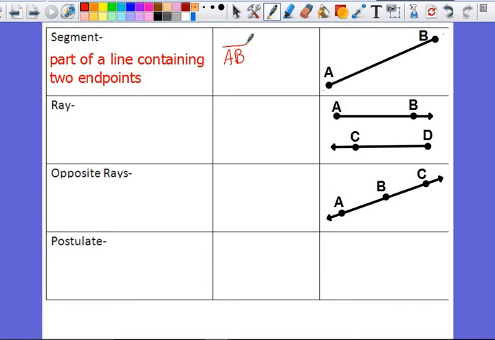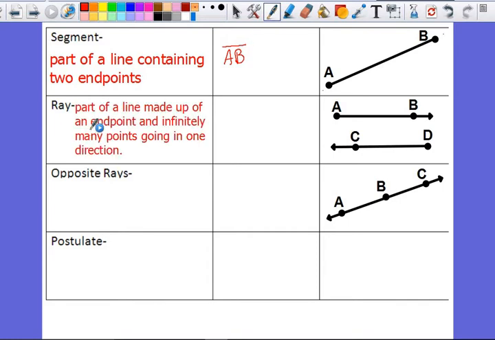Next up, we have a ray. A ray is part of a line made up of an endpoint and infinitely many points going in one direction. So one way to think of it is it starts at a point and then it goes on forever and ever and ever in one direction. We're going to name both of these here because there's a tricky way to name one of those two. The first one should be very easy. You're going to say ray AB, and when you do that, the symbol will point to the right.